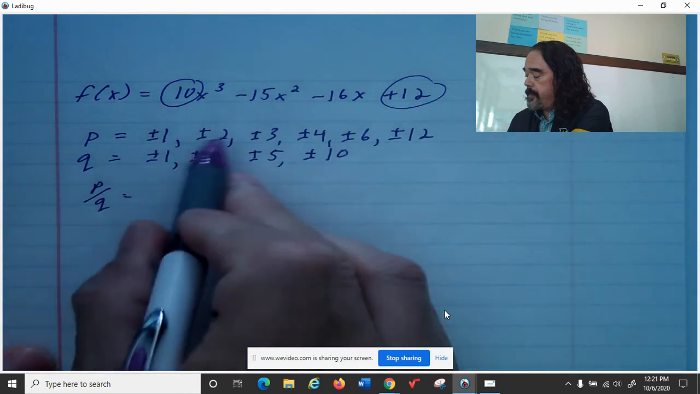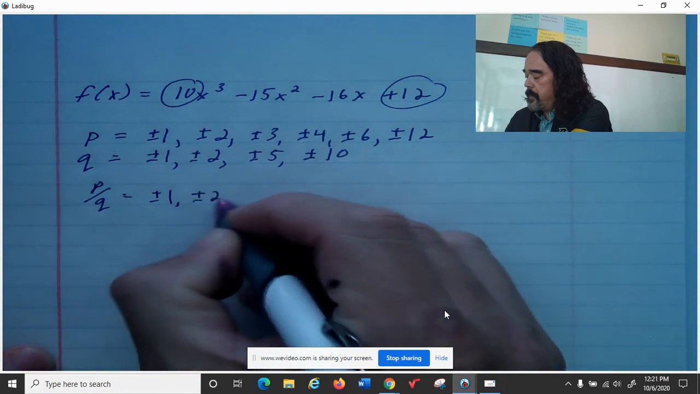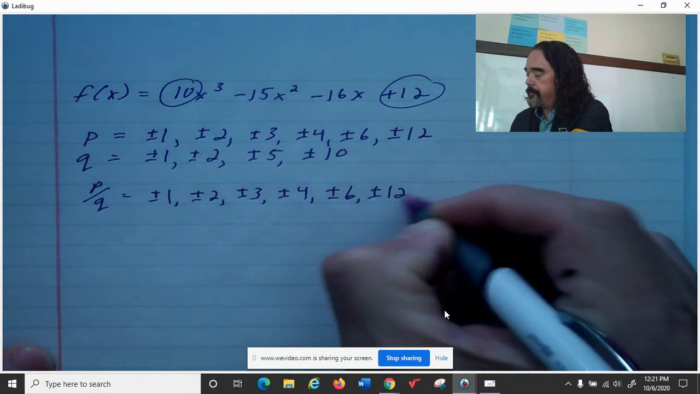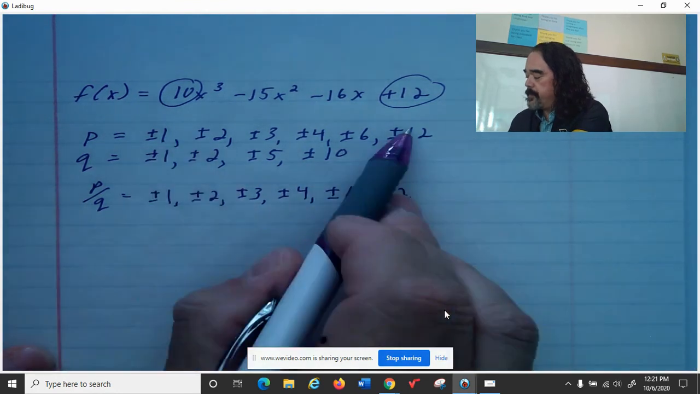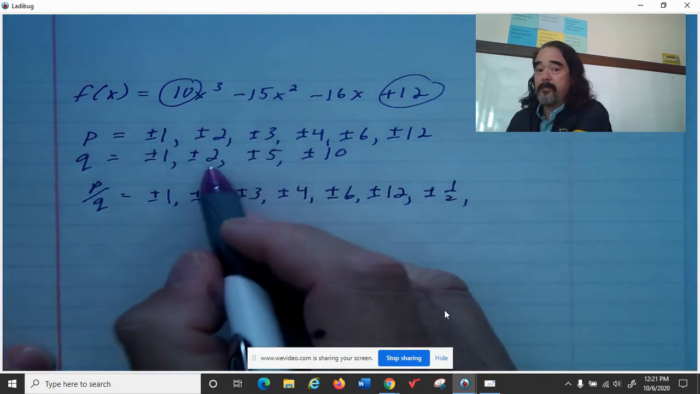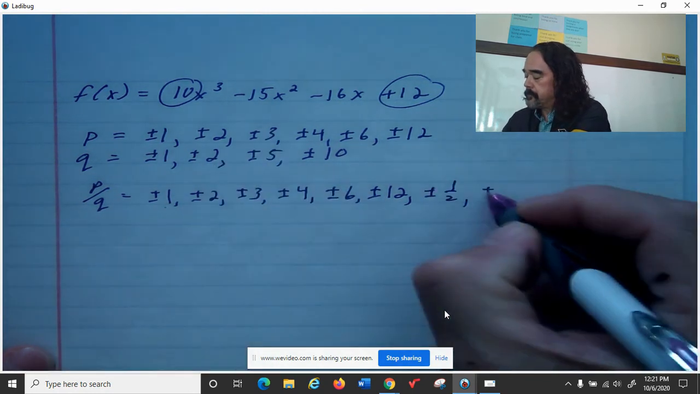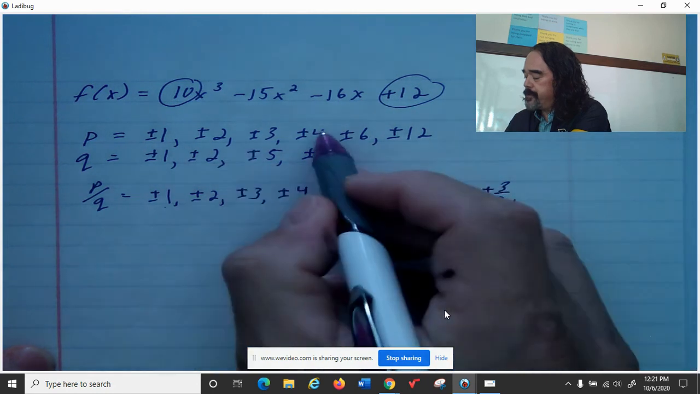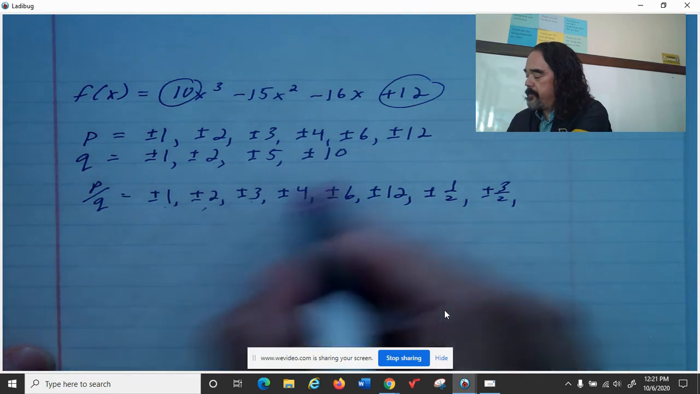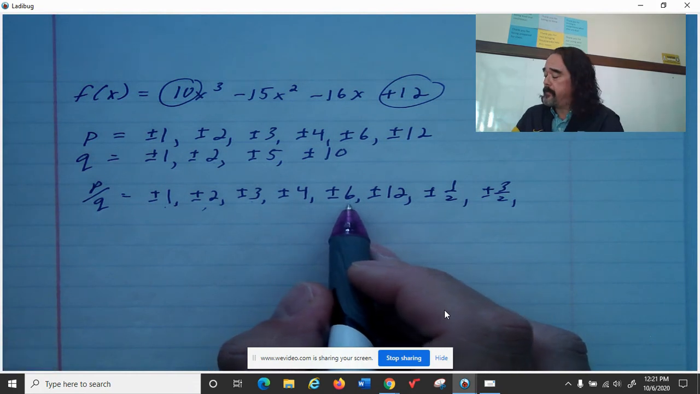I'll take each one of these and put it over 1. So 1 over 1, 2 over 1, 3, 4, 6, and 12. Then I'll take each one of these and put it over 2. 1 over 2, 2 over 2, but remember 2 over 2 is equal to 1, and I already have it. 3 over 2, 4 over 2 is equal to 2, I already have it. 6 over 2 is equal to 3, I already have it. 12 over 2 is equal to 6, I already have it. Okay, so I'm not going to write them down again if I don't need it.